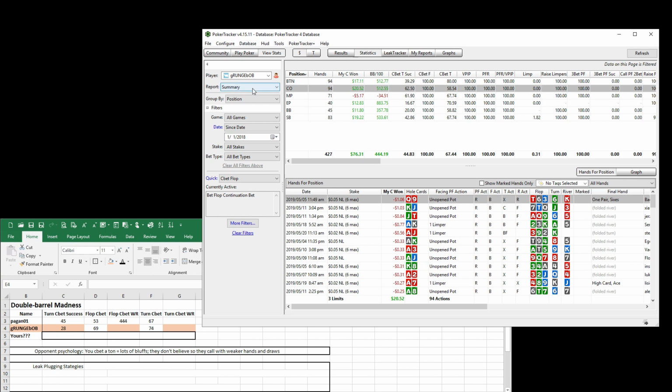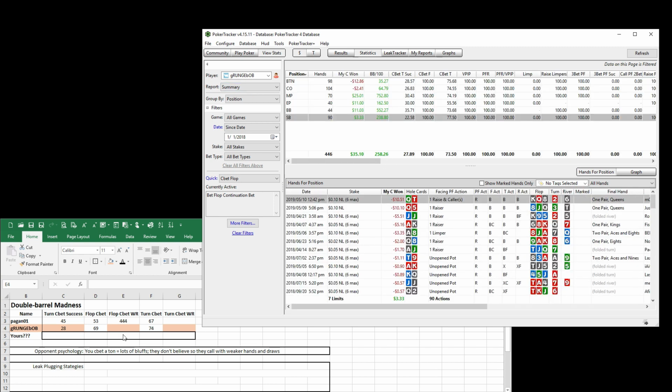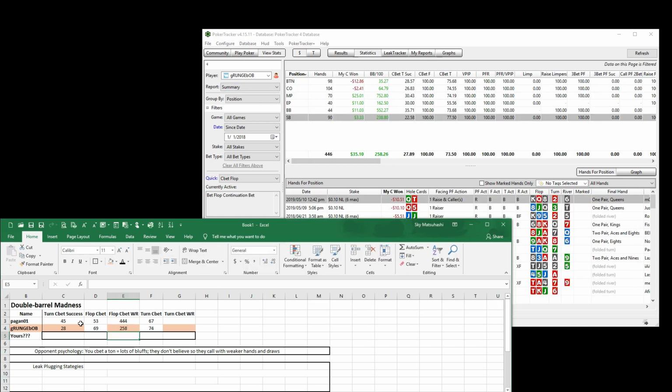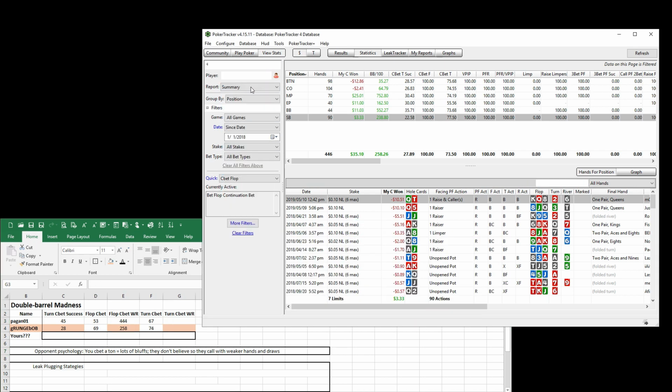Let's take a look at Grunge. 258, okay, a little bit lower, and that does make sense because they are c-betting so much more frequently. They just aren't getting the folds because your opponents are just not believing you, right? Now let's take a look. We'll go back to Pagan.